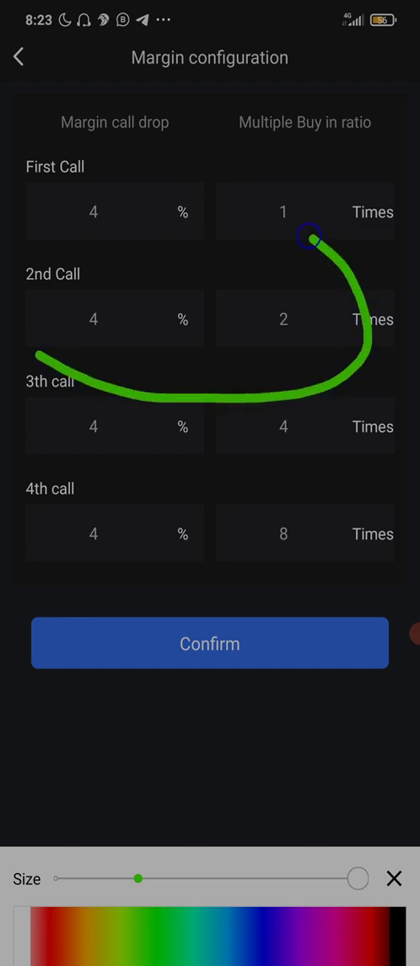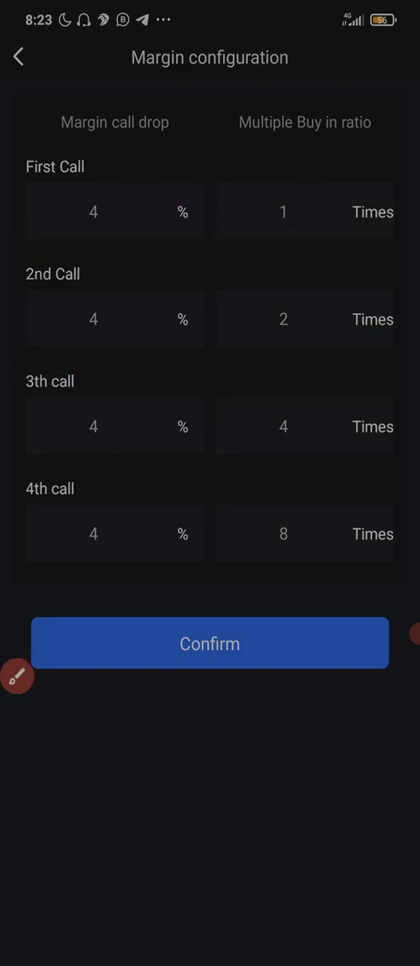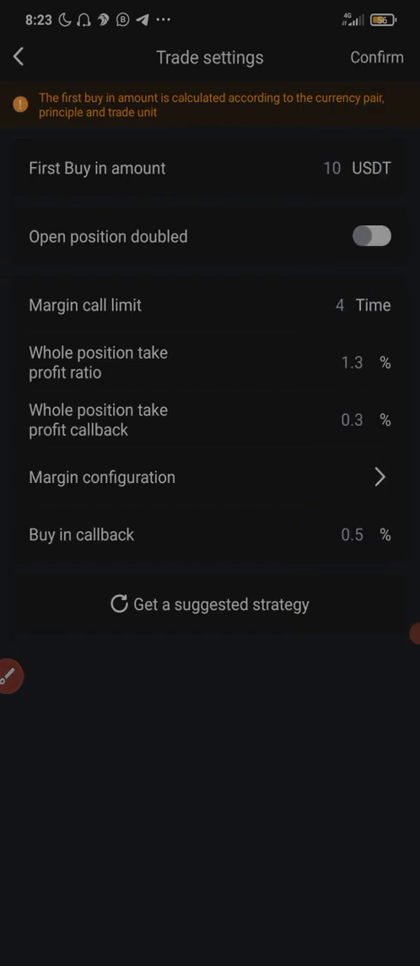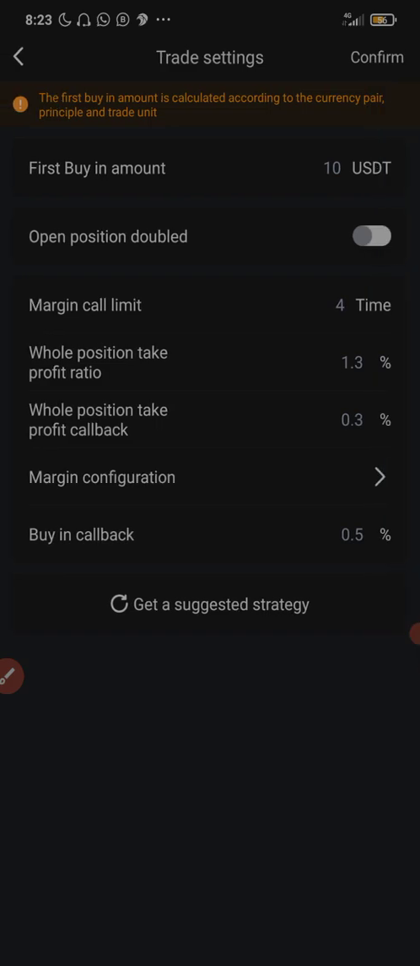So let's say this second call here right now. Let's say the price of GRT drops by 4%, and the price of the GRT wants to start going up, so this bot will buy this GRT coin. It's going to buy 2 times, that's $20, based on our multiple buy-in ratio for this second call, at 0.5%. So this will enable you to gain more profit as the price of the coin increases. Because if you take note, once the price of this coin drops by 4% and the price of the coin increases back to like 10% plus, you are actually making a lot of profit. So this bot is really amazing, really amazing.